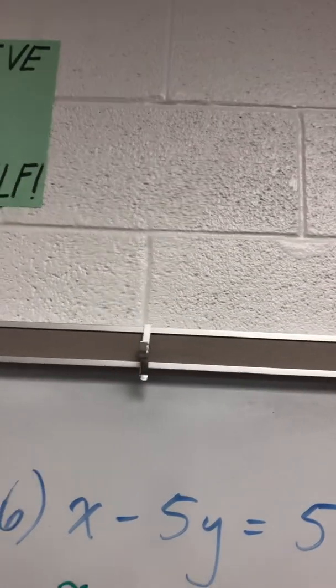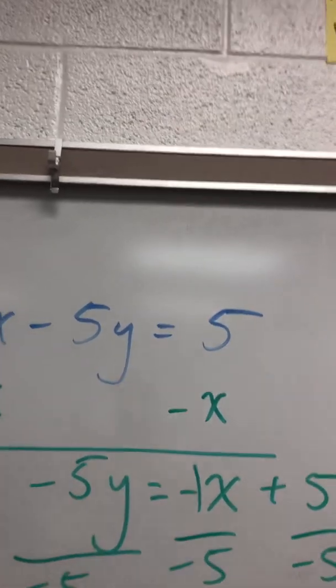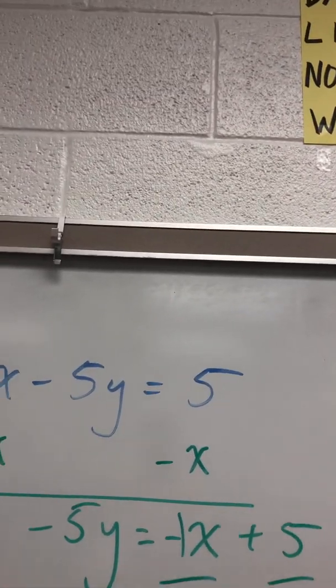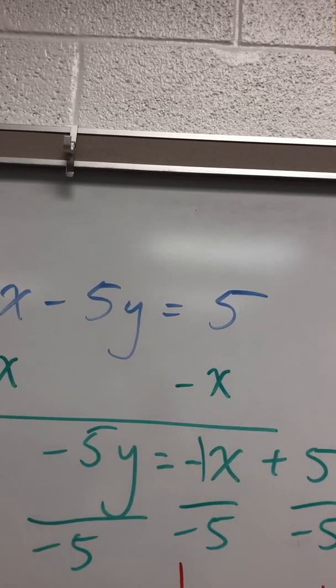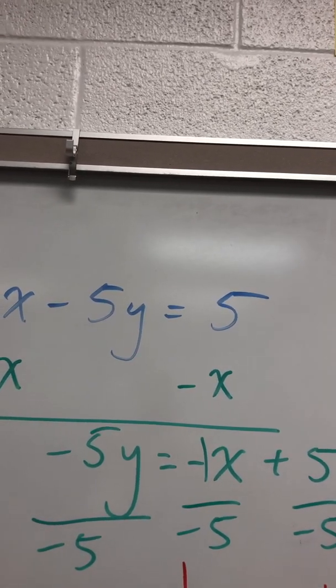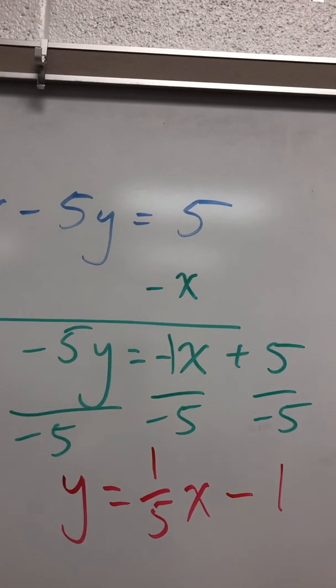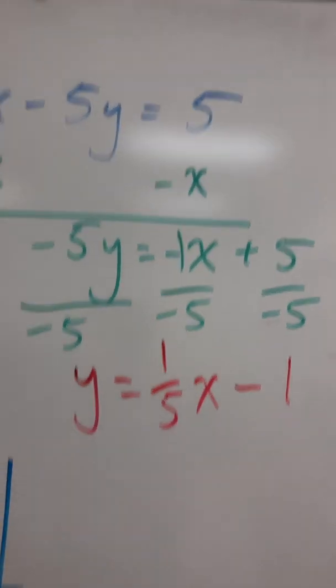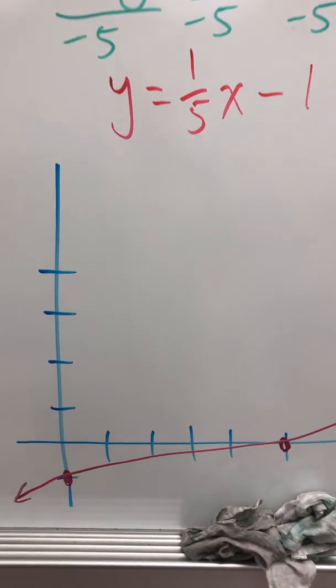Over here, I'm just going to minus x from both sides. I get negative 5y equals negative 1x plus 5. Divide all three terms by negative 5. Negative 1 over negative 5 equals positive 1/5. 5 over negative 5 is negative 1. So I start my graph at negative 1, and I go up 1 over 5.